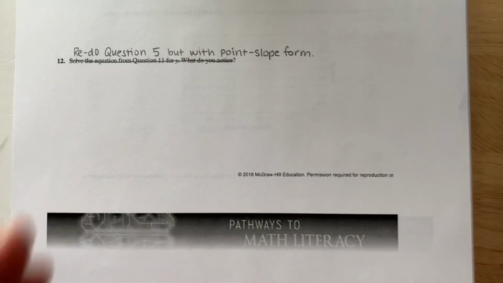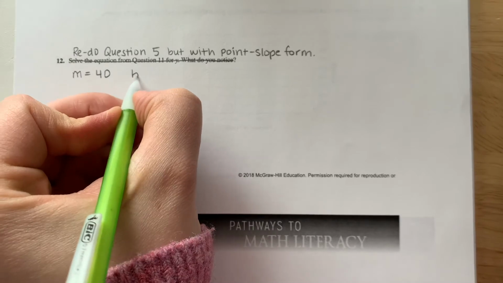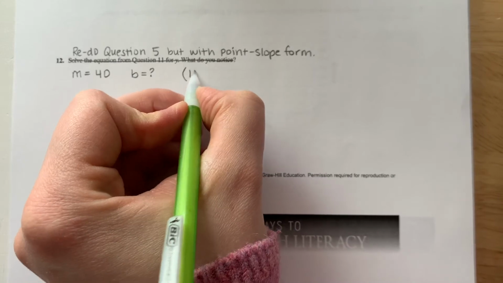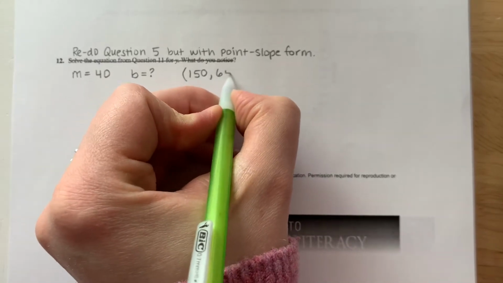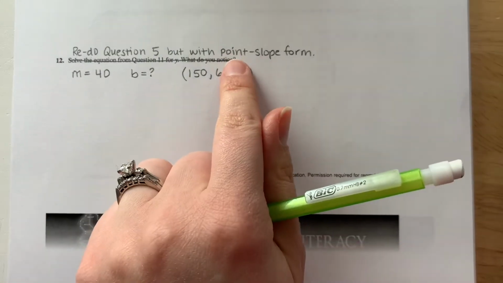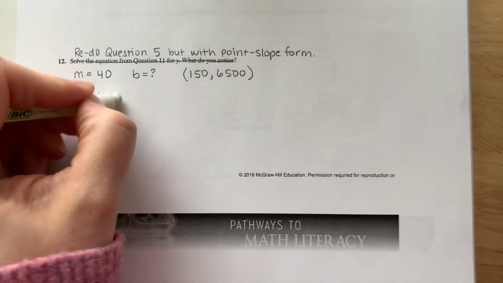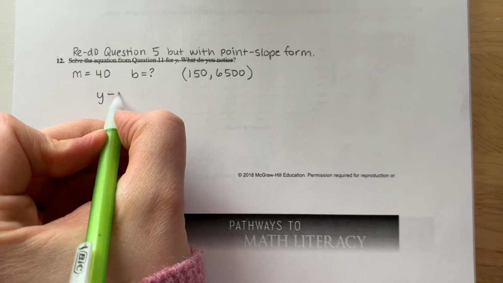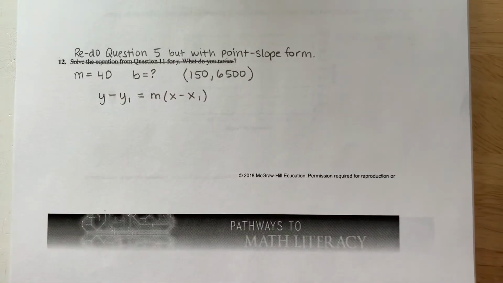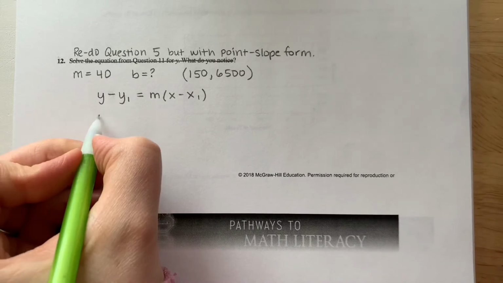So let's go back, and we're gonna pretend all we know is the slope, and we are looking for the b value. What we're gonna use is the 1 point, which was 150, 6,500. You have to pick a point. It doesn't matter which point, but now we're gonna use point slope form instead of y equals mx plus b. Here I go writing y minus y1 equals m times x minus x1. So instead of using slope-intercept form, which is y equals mx plus b, we're gonna use point slope form.